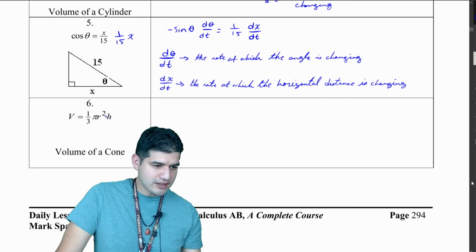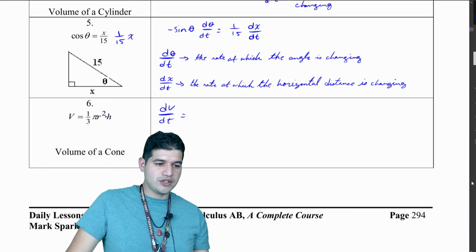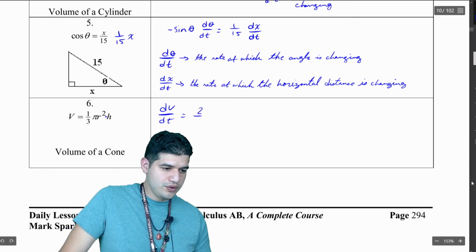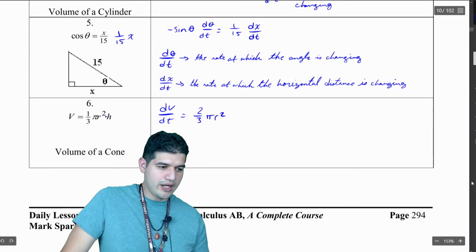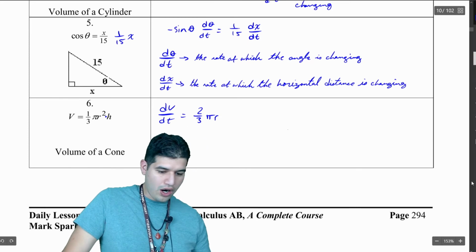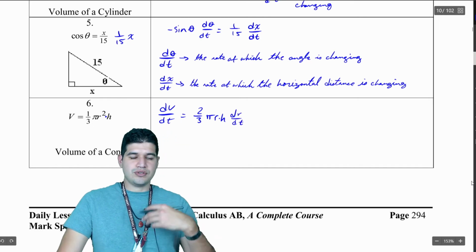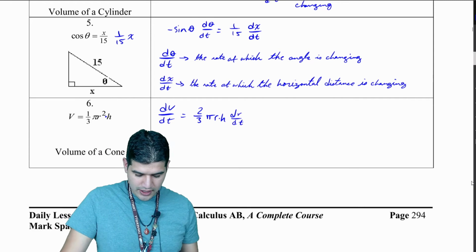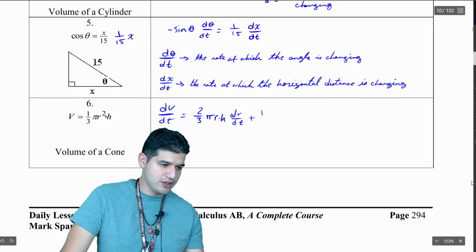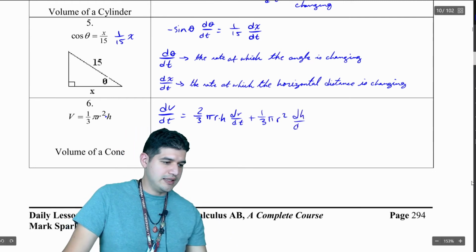So as I'm looking at this, I want to get dV/dt equals, okay, so the derivative of the first, I'm going to bring that 2 down. So I'm going to get 2/3 pi r squared times, actually, no, that's a little bit off. So 2/3 pi r, and then I'm going to multiply it times h, and then I'm going to get dr/dt. Okay, so that's the derivative of the radius with respect to time, and then plus the first, so 1/3 pi r squared times the derivative of h, which is dh/dt.